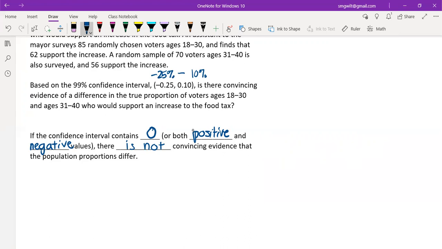Okay, so all that you're looking at is whether zero is a part of this interval. Are they both positive or are they both negative? If they're both positive or both negative, then you would be able to evaluate the situation. Because zero is included, that could mean that there is no difference. So zero is a plausible explanation. And so that is when you would say that it's not convincing evidence.